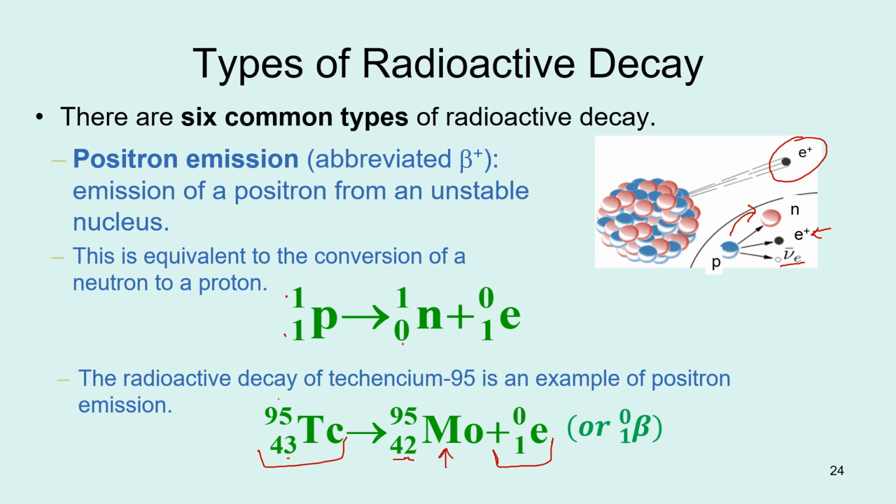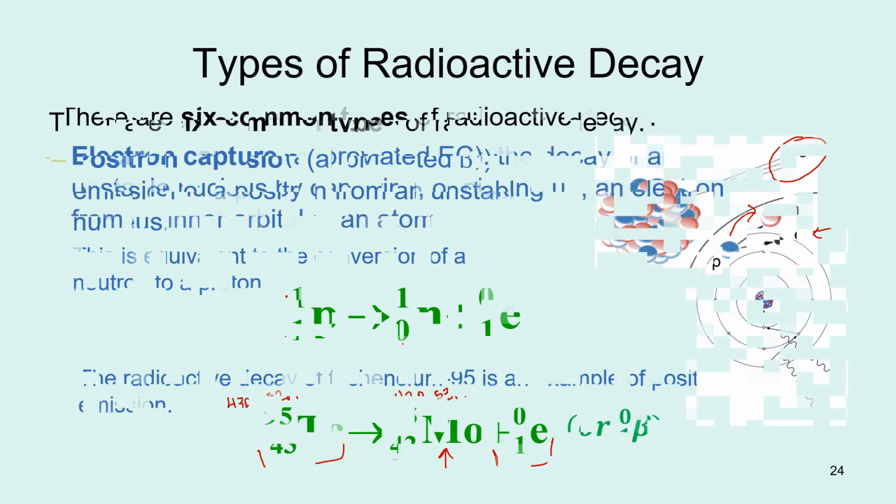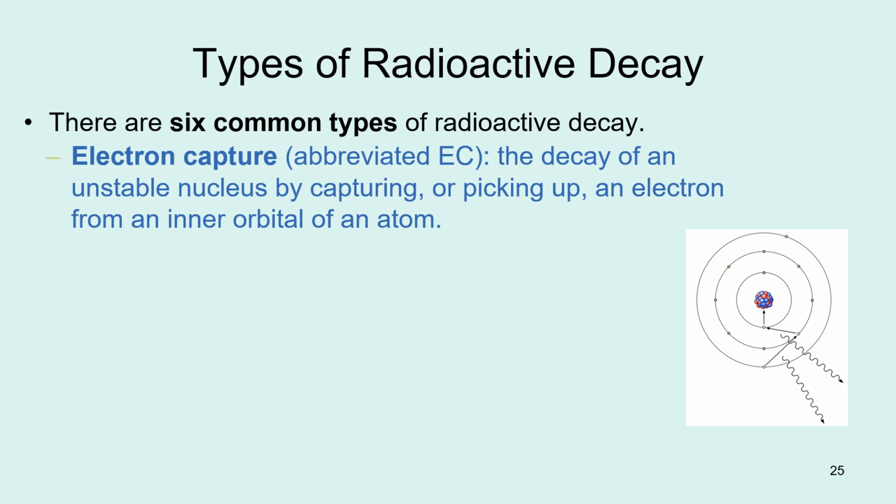And notice that the total mass has not changed again. And so here we have 43 protons and 52 neutrons, and here we have 42 protons and 53 neutrons. So we have converted a proton to a neutron. Electron capture is a little bit different.